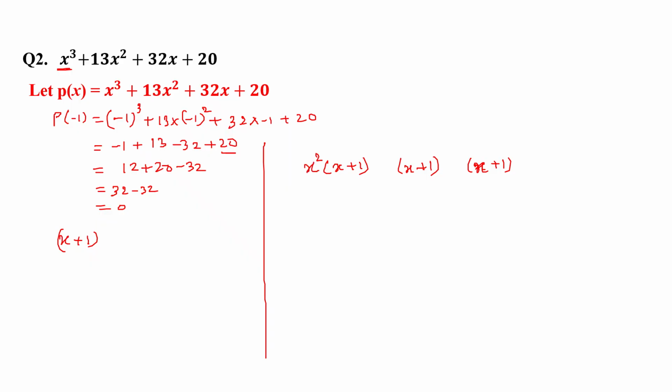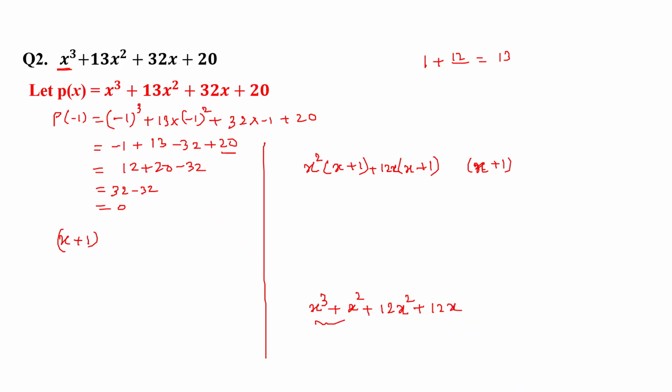And here you have to do some rough work. So x square into x will give me x cube, plus x square into 1 is x square. Now if you compare with the original one, the coefficient of x cube is 1, here also 1. The coefficient of x square is 13, here it is 1. So now in 1, what will you add such that it becomes 13? You have to add 12, isn't it? So for the second term, you have to multiply with 12x. Now proceed with the multiplication. 12x into x will give 12x square, plus 12x into 1 will give 12x.